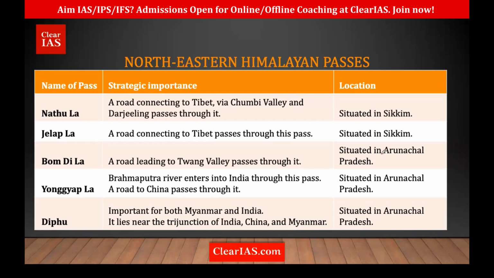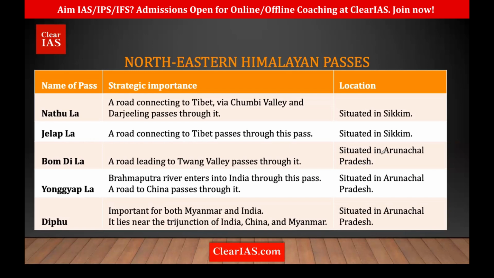Then we have Diphu. Arunachal Pradesh is like this, right? Then we have this Yongyap La, and below that we have the Diphu pass. Diphu is important because it is a tri-junction between India, China, and Myanmar. So Arunachal Pradesh is here, China is here, Myanmar is here, India is here. At that point, we have the Diphu pass.